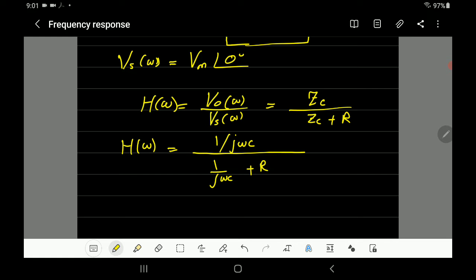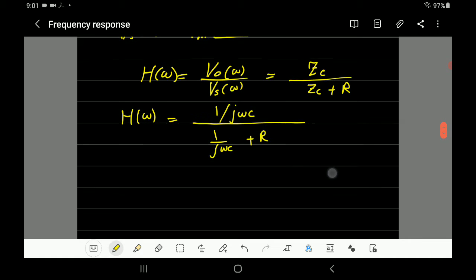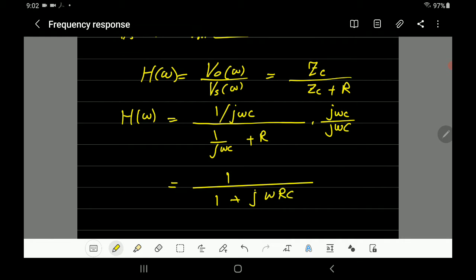Let's simplify this expression. I'll multiply the top and the bottom by j omega C. So you have 1 over 1 plus j omega R C. So that would be the transfer function, which relates the output to the input. That's the first requirement.